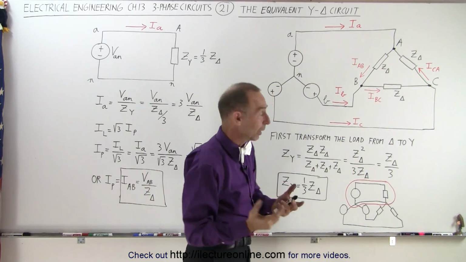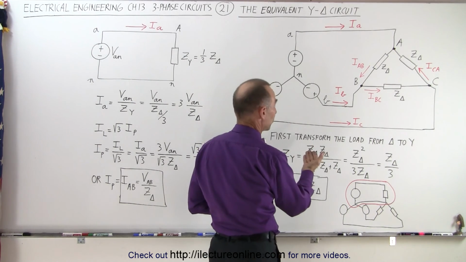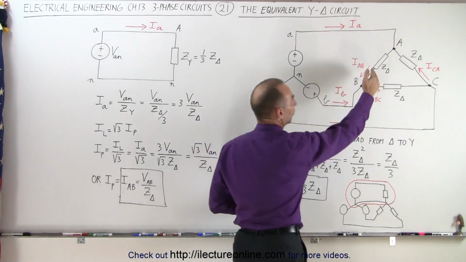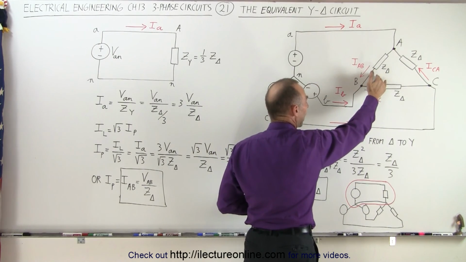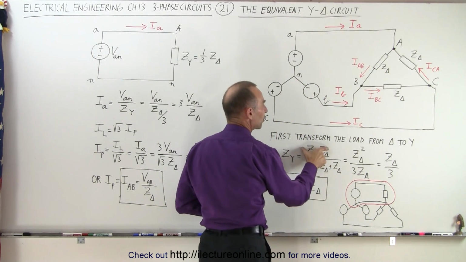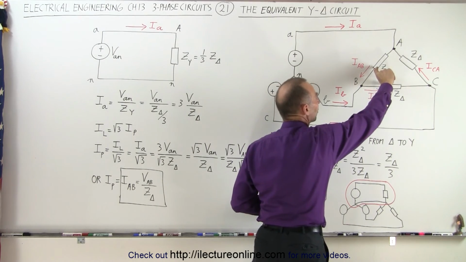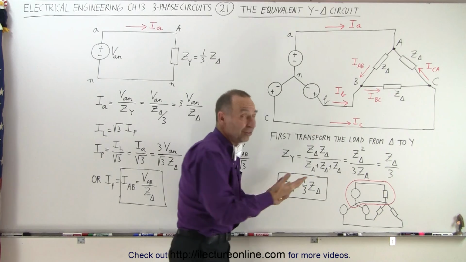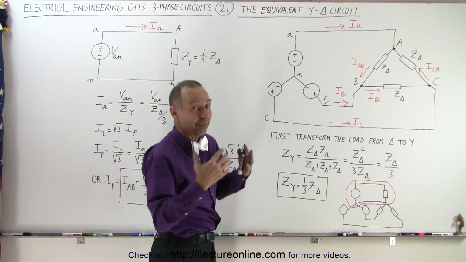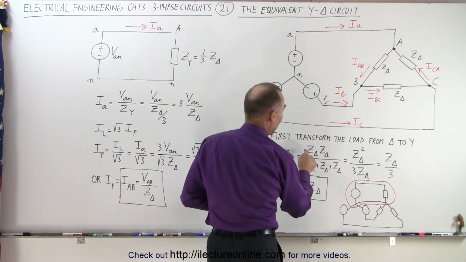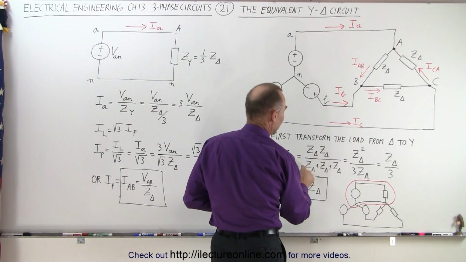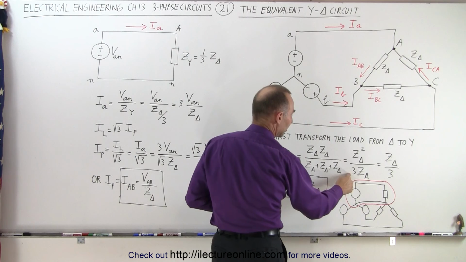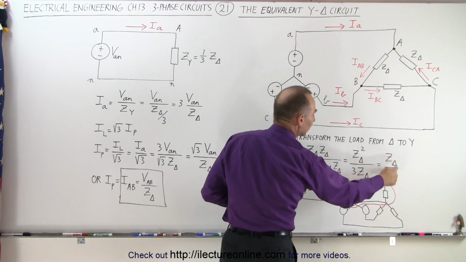How do we do that? Well, we can do our transformation from a delta to a Y circuit. To find the equivalent Y impedance, we take the product of two adjacent impedances and divide it by the sum of the impedances of the delta. Since all the impedances are exactly the same in our load, if it's a balanced system, then we have Z delta times Z delta divided by the sum of the three Z deltas, which is Z delta squared divided by 3Z delta, or Z delta divided by 3.